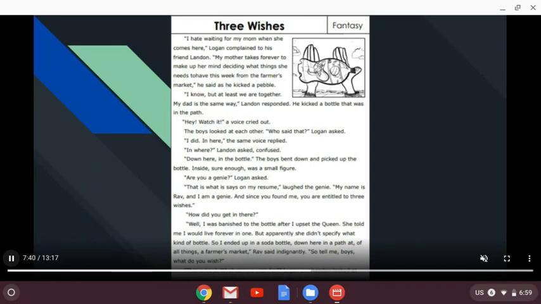"Are you a genie?" Logan asked. "That's what it says on my resume," laughed the genie. "My name is Rav, and I am a genie. And since you found me, you're entitled to 3 wishes." "How did you get in there?"